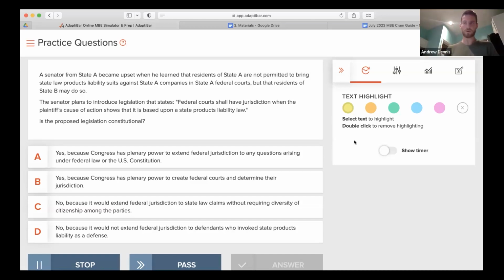Tough question. It's just a weird question. Yeah, it's about a senator who learns what diversity jurisdiction is and thinks it's stupid, so he tries to get rid of it.